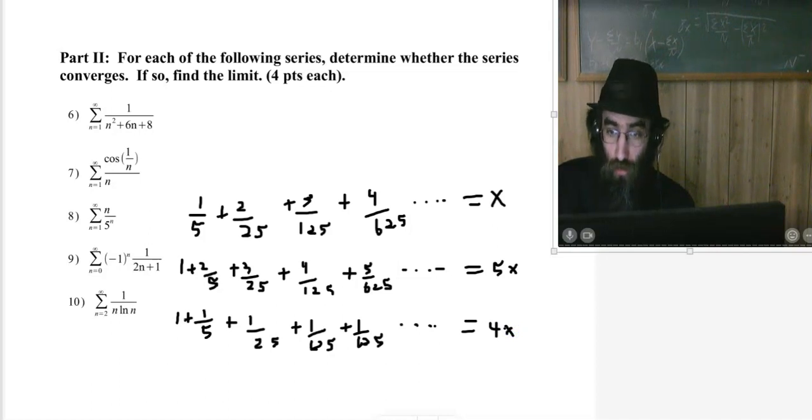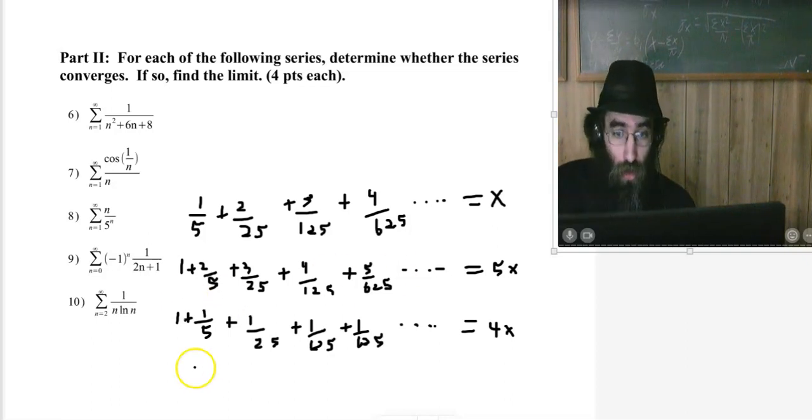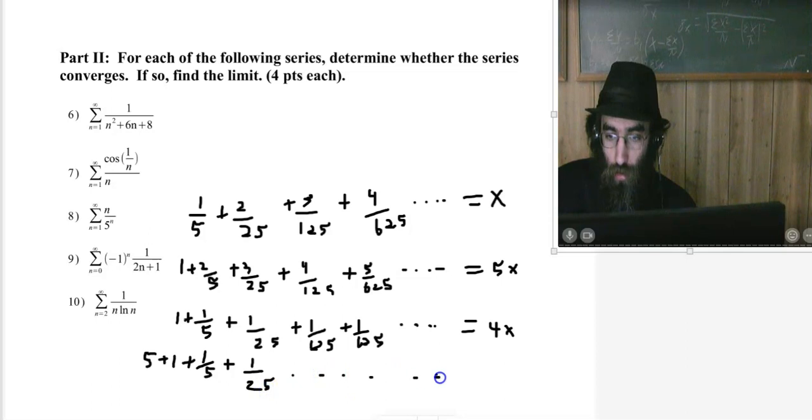Now you've got a choice. You could recognize that with the geometric series sum, 1 plus a fifth plus 1 25th, etc., is going to go to 5/4. Or just do it again. Right? Multiply by 5 again. 5 plus 1 plus 1 over 5 plus 1 over 25. We see where this is going, equals 20x.